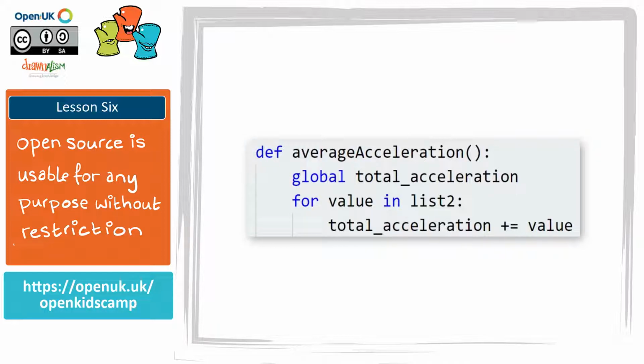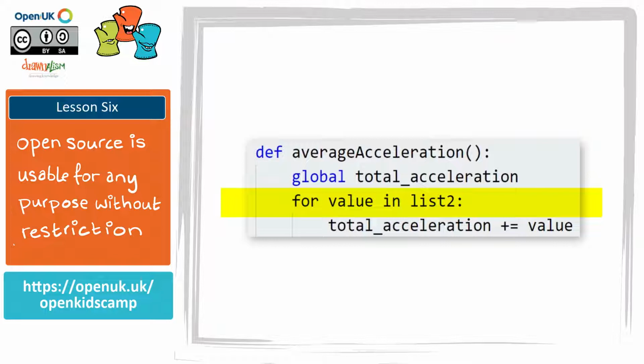Do you see how we've written global total_acceleration? This is because total_acceleration is a global variable that we're using within the function. Now, can you see in our for loop, we use the local variable called value. This means its scope is limited to just being available inside the function. If you had another variable outside the function, also called value, it would be a completely different variable, and the two would not interfere with each other.